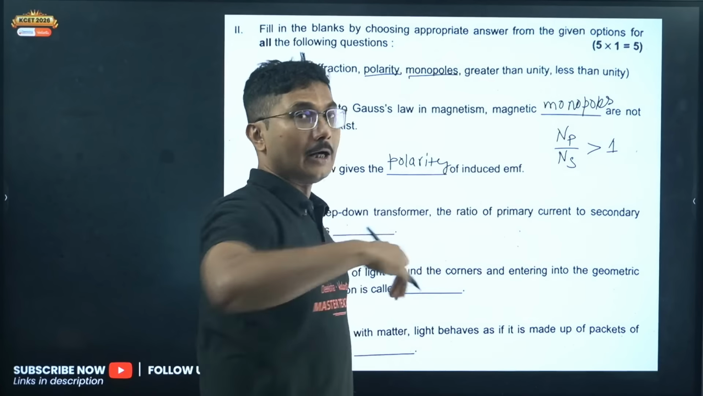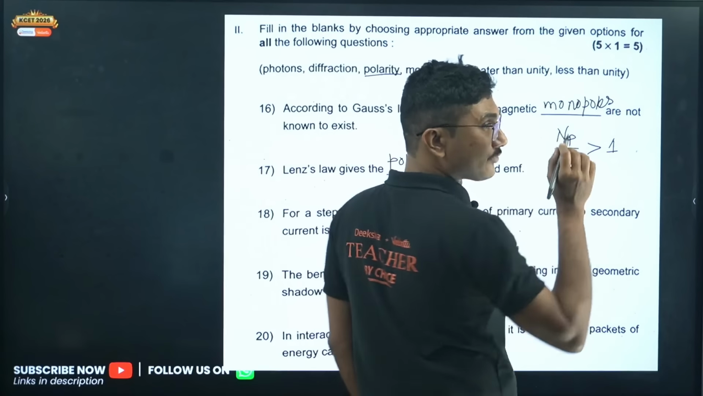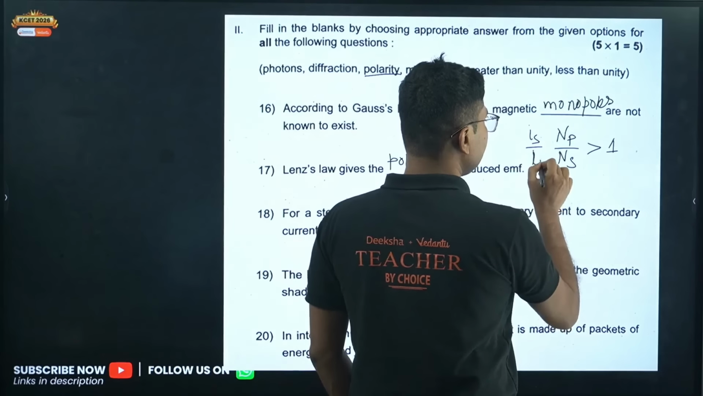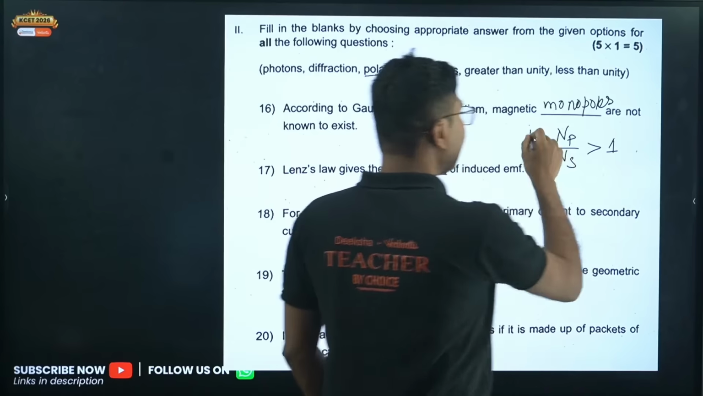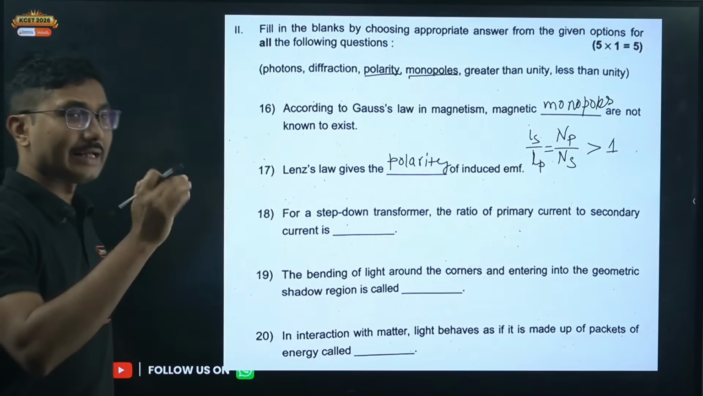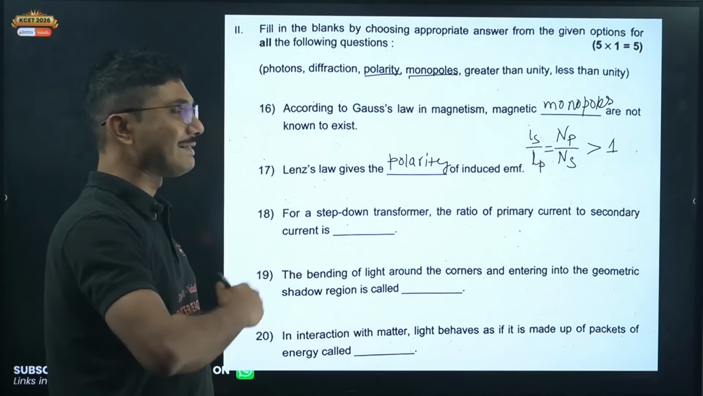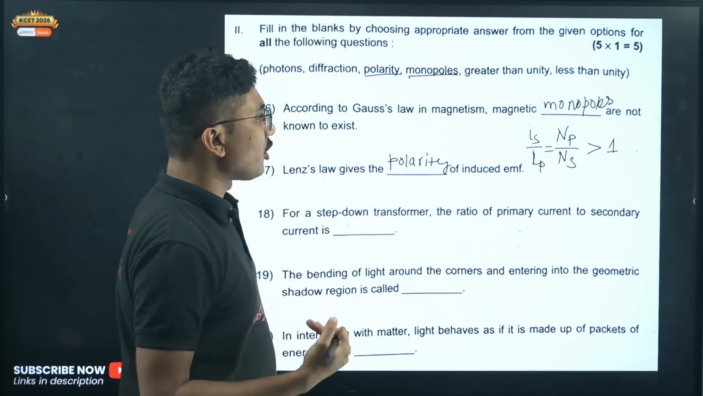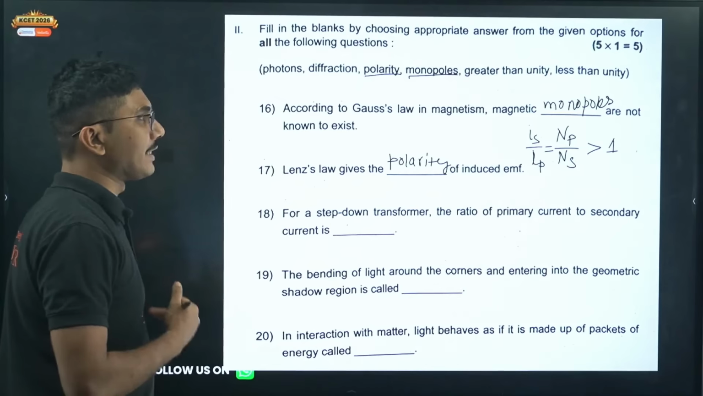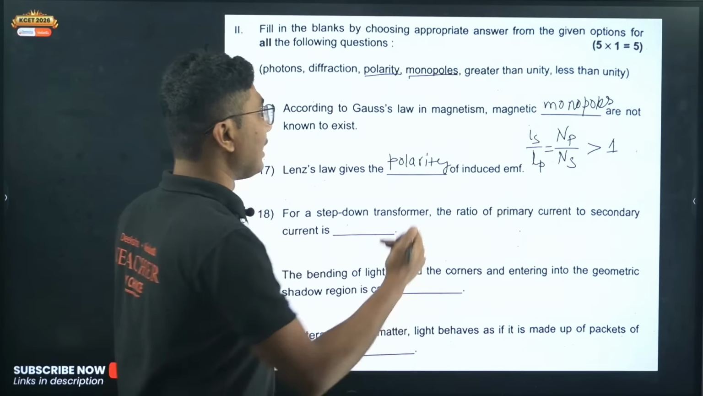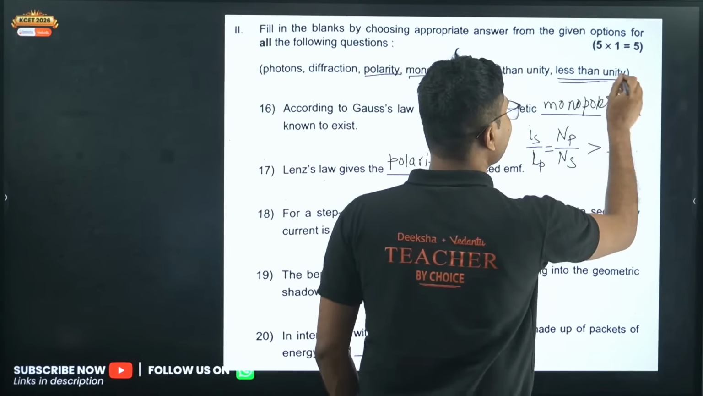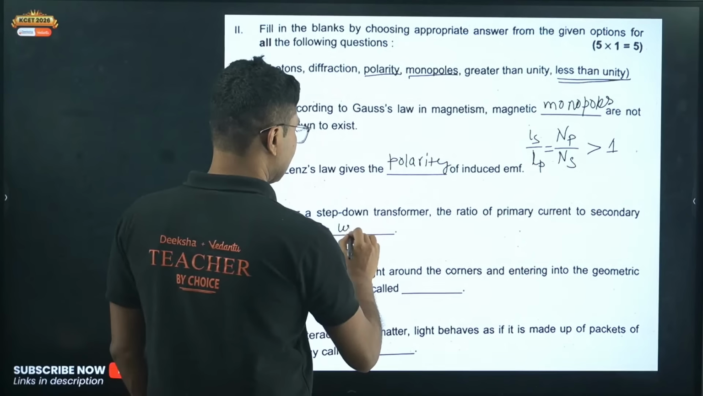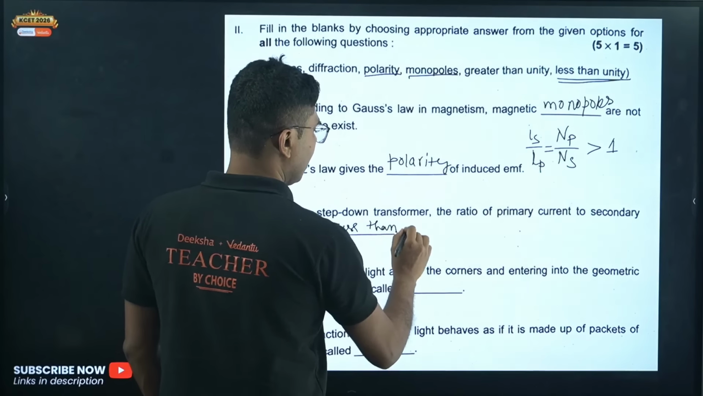In terms of current, it will be IS by IP, that should be greater than 1. IS by IP equals NP by NS, exactly opposite that of voltage. Okay, the ratio of current is exactly opposite to that of the voltage. So the ratio of primary current to secondary current should be less than 1, less than unity. It will be less than unity, not greater than unity. Okay, less than unity.